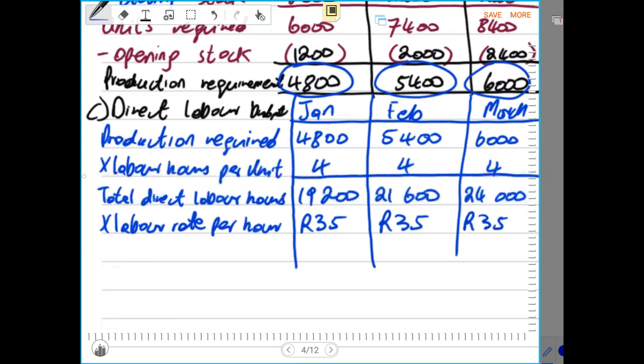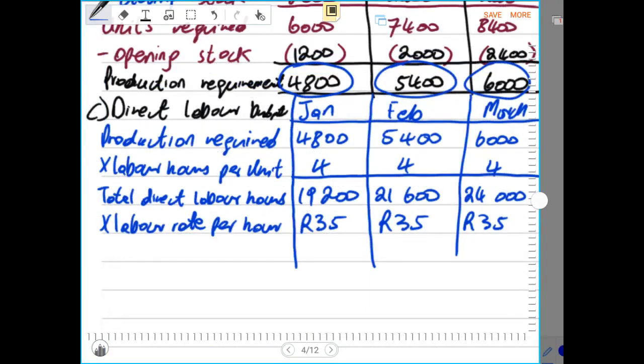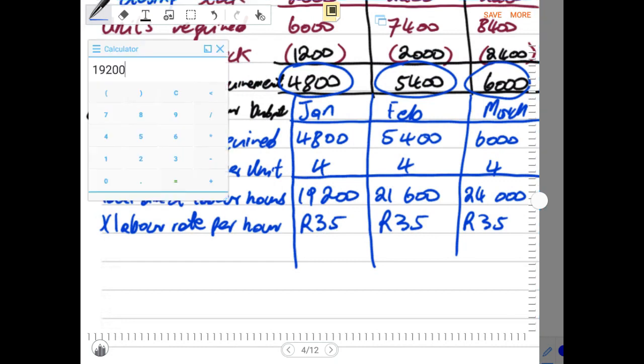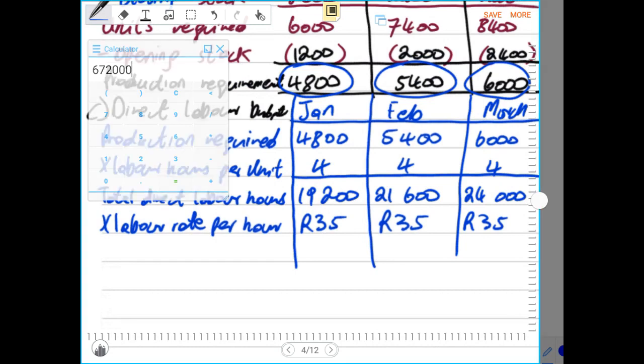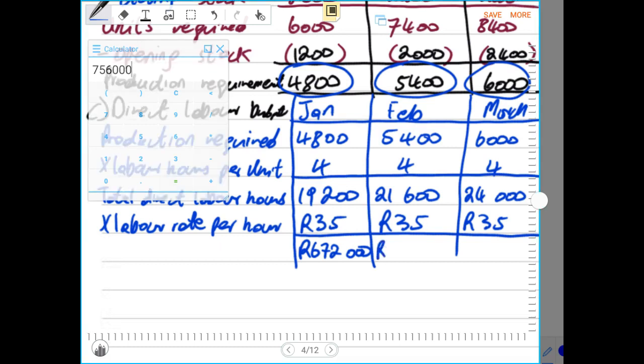Let us check if our labor rate per hour is 35. Yes, average direct labor cost per hour is 35 rands. So now we have multiplied that by 35 rand. Therefore now we say 19,200 times 35, and it will give us a total of 672,000 rands. 35 times 21,600 will give us 756,000.